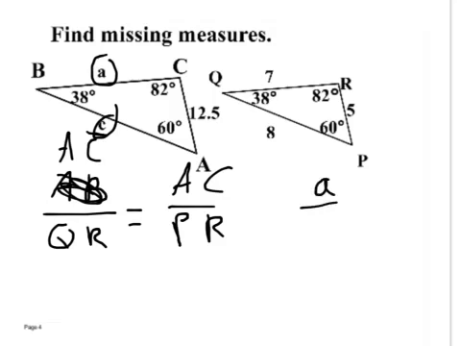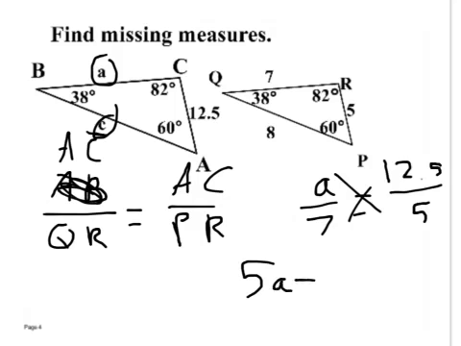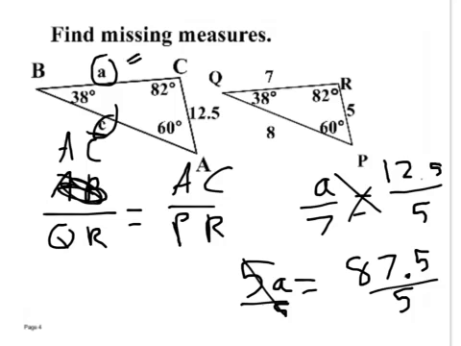AC is just side A. QR is 7. AC is 12.5. And PR is 5. I make you write this down so in your notes you look back and see where I came up with these numbers, why I did A over 7, that kind of stuff. Okay, so cross multiply. 5A equals 7 times 12.5, which is 87.5. If I divide that by 5, Caleb, what is 87.5 divided by 5? 5. You said it a minute ago. Oh, I did? Yeah. It's 17.5.